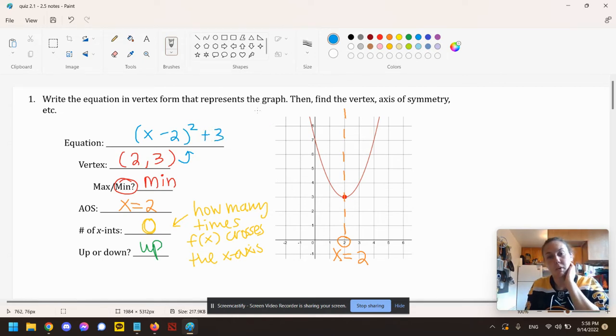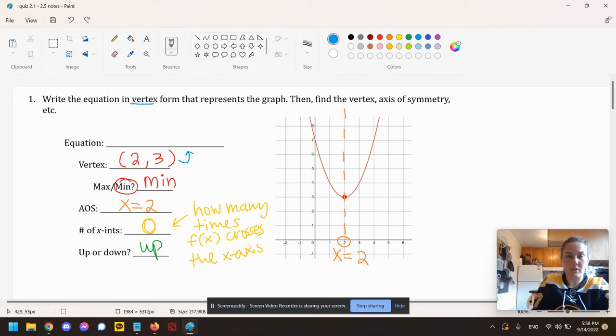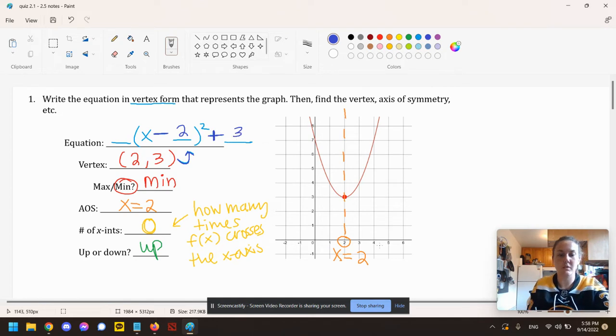My first step is I know that it needs to be vertex form. So I'm going to write my pattern in like this. Then I'm going to notice that my vertex was positive 2, 3, so this should be a negative 2, positive 3.